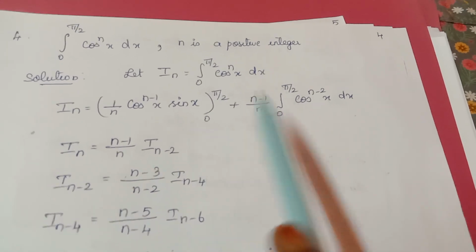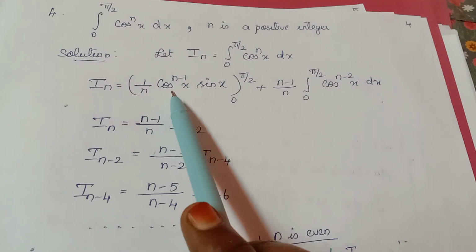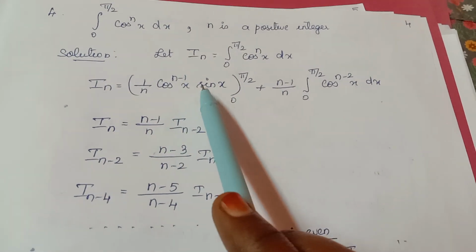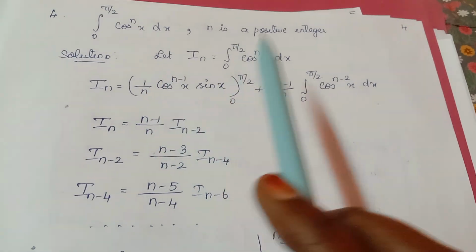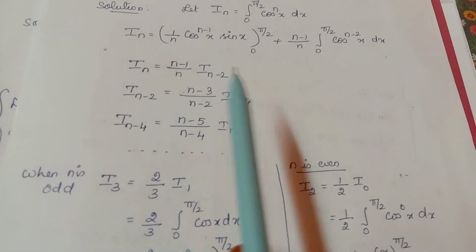So you keep I_{n-2} as it is. Now if you see here, for the upper limit, when you apply pi by 2, cos will become 0. When you apply the lower limit, sin will become 0. So the entire term reduces to 0. So simply what you have is I_n equal to (n-1)/n into I_{n-2}.